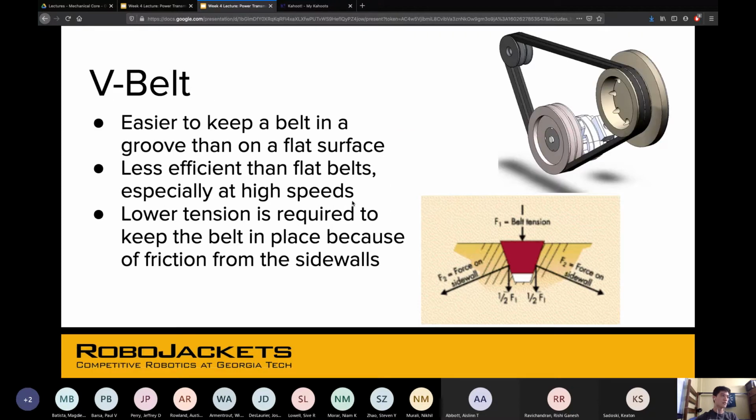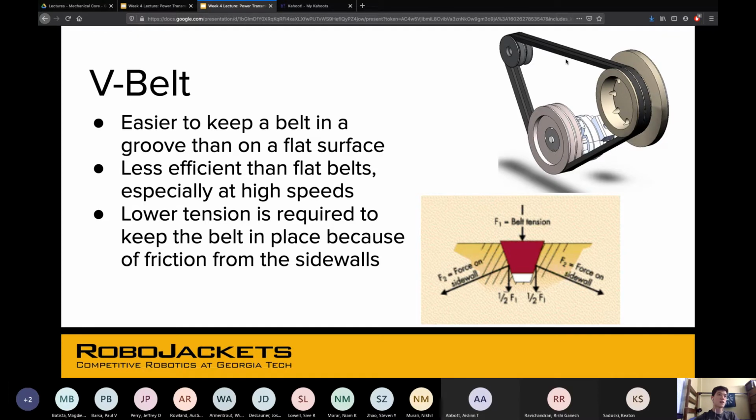So V-belt, looking at this picture, it's kind of hard to tell that it's different from a flat belt, but it's got thickness to it. In this diagram, you'll see it's got kind of a trapezoidal cross section. And because it's not quite as flat, it has to do with more friction. It's less efficient than flat belts. And when you try to run it at high speeds, it's not as effective.